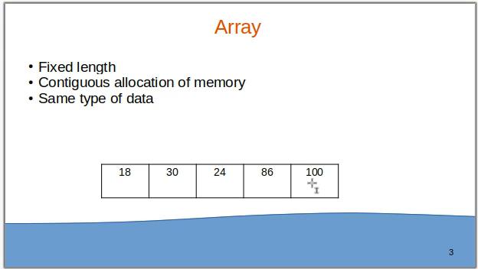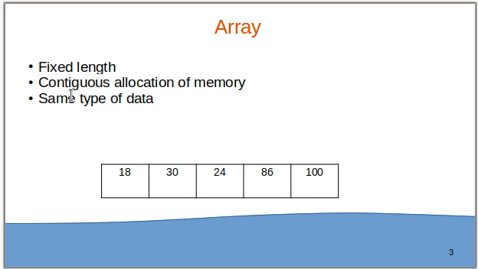And we have to decide the size of the data at compile time. So it is fixed length and it uses the same type of data. It cannot contain different types of data. For example, if it stores integer type of data, it will only store integer type of data.